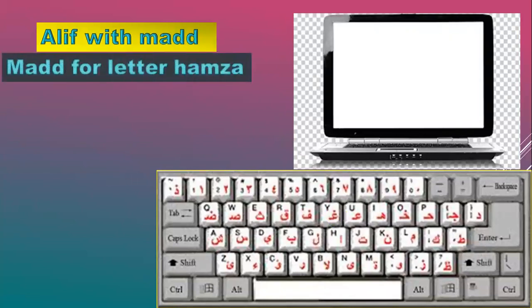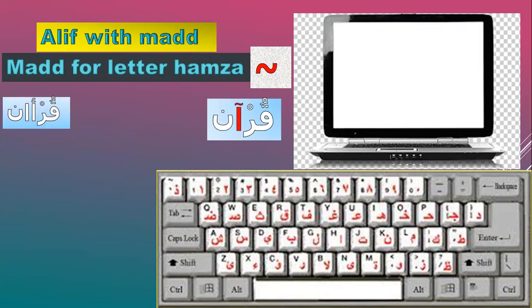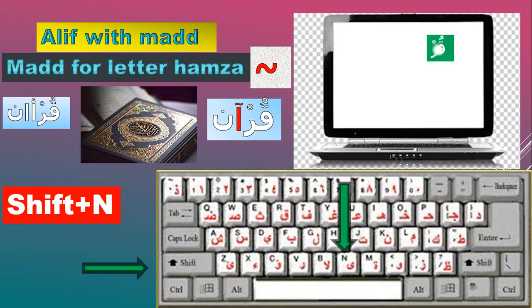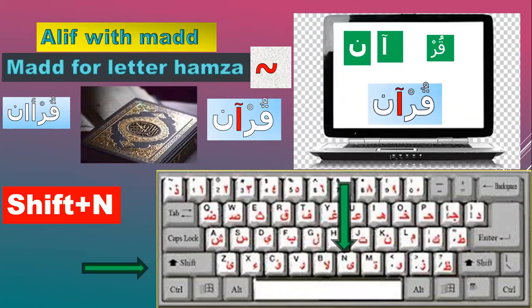Alif with mad. Mad for letter Hamza. It's written like this. Example, Quran. How to write Quran from keyboard? Mad, shift N. Qaf, Dhamma, Qu, Ra, Sukun. Click Ra, shift X. Quran, mad. What is mad? Shift N. Noon. Click noon. Quran.